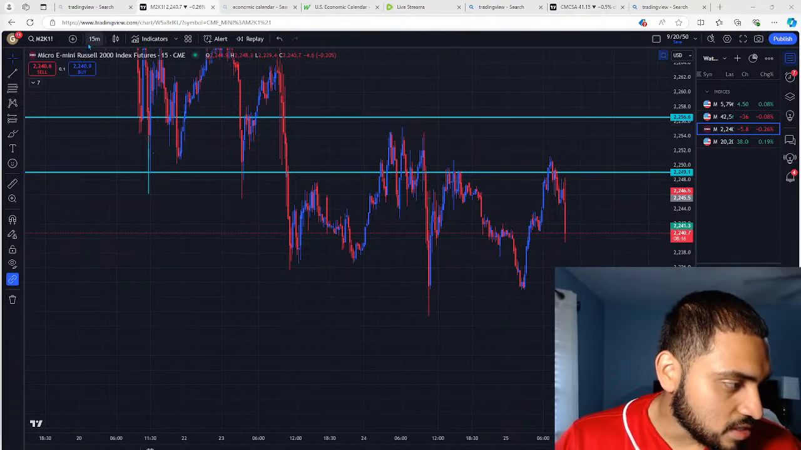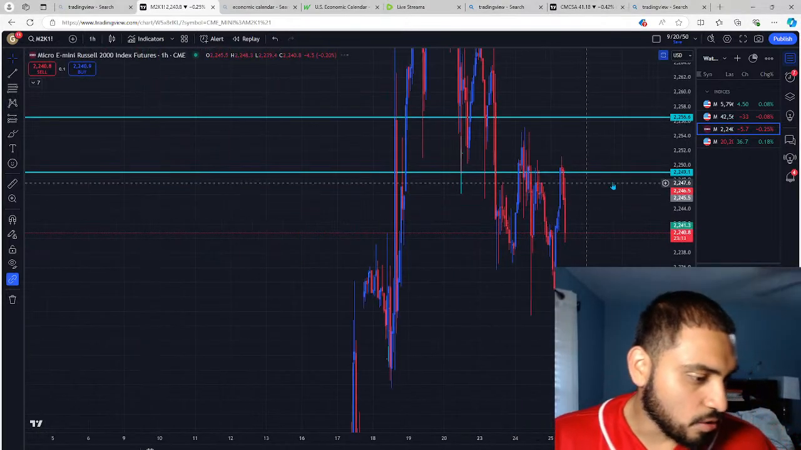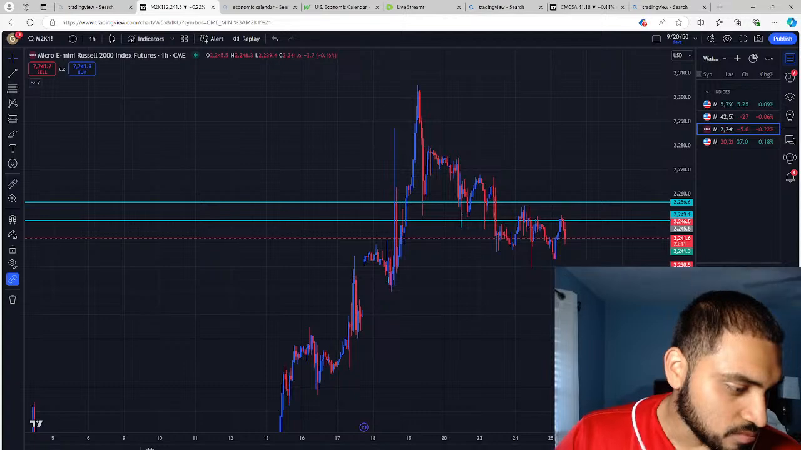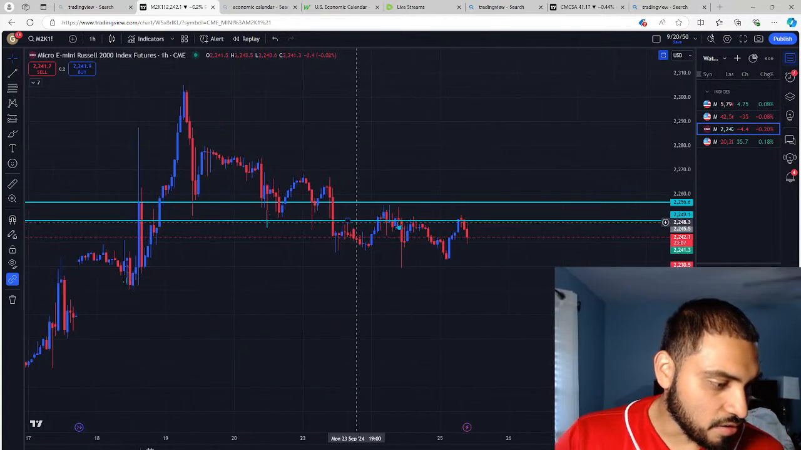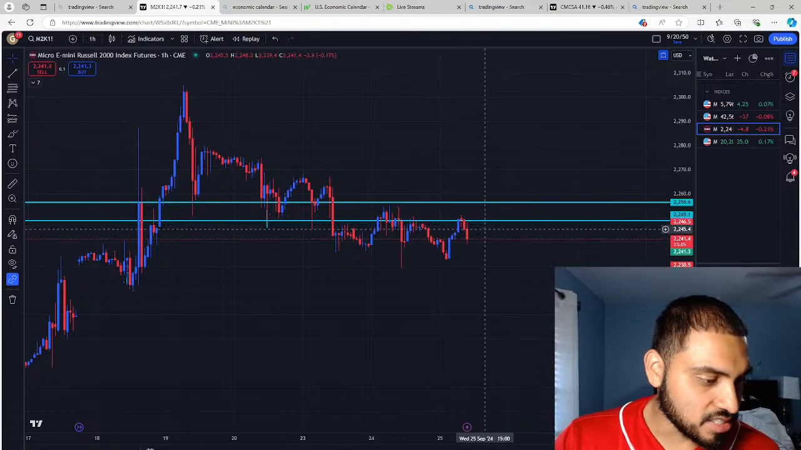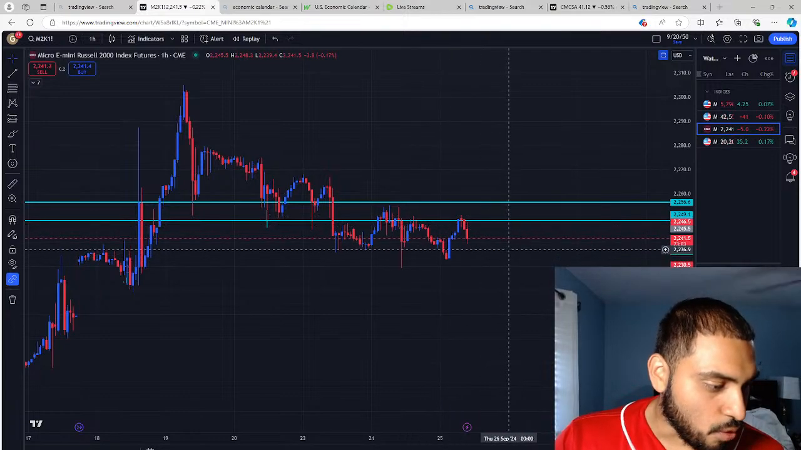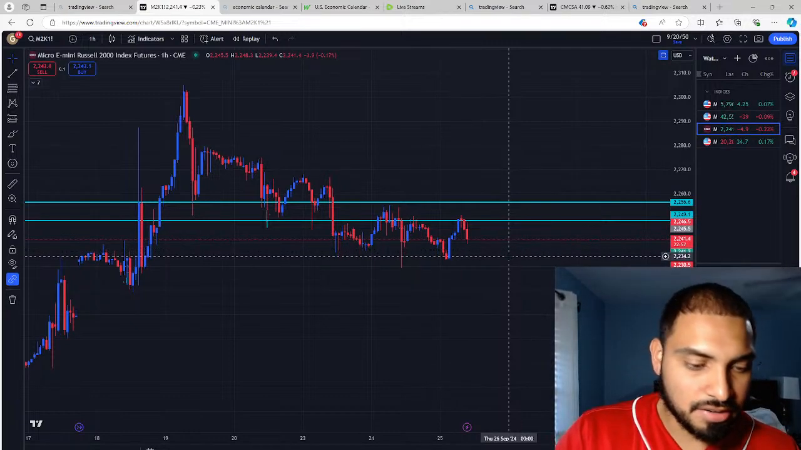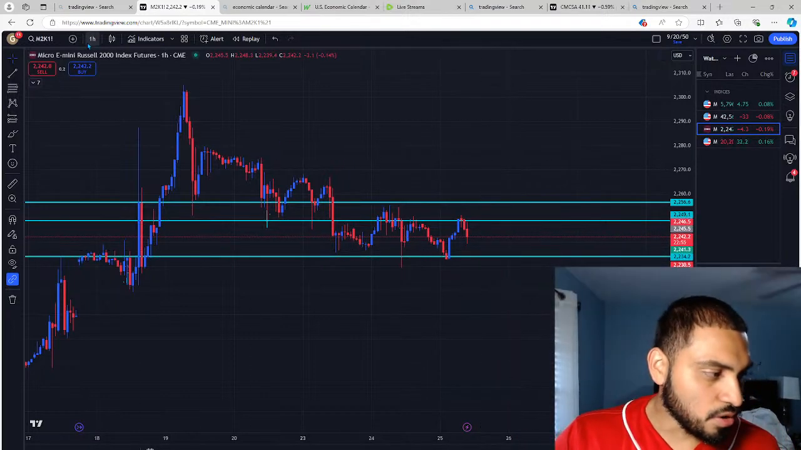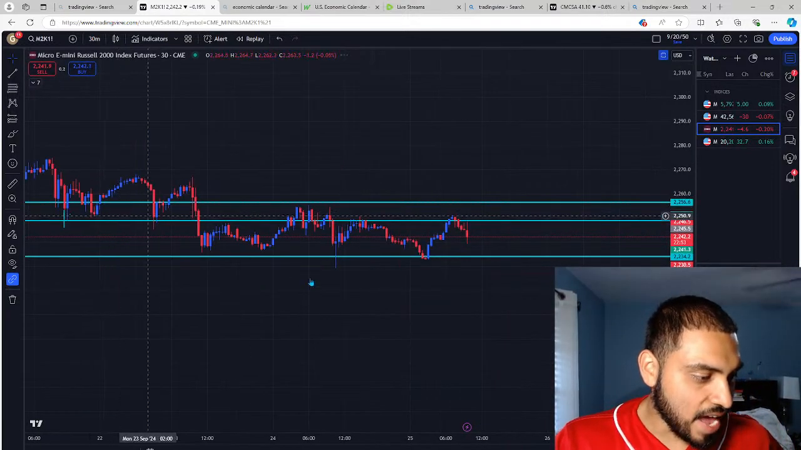Okay, so let's go to the 1 hour here on the Russell 2000. We are at an area of resistance, so that's why price action is coming down. Support could be around right here. I'm gonna plot it like right here. Let's go to the 30-minute and zoom in onto that.